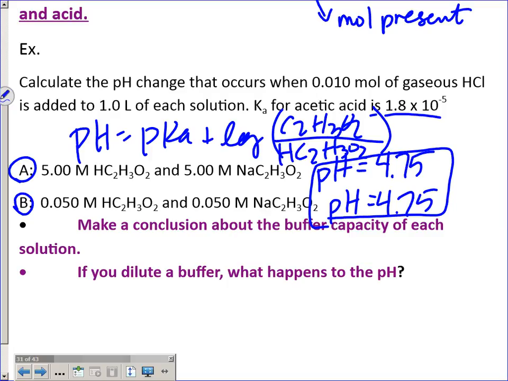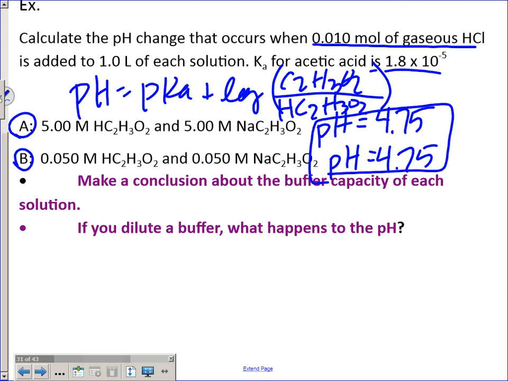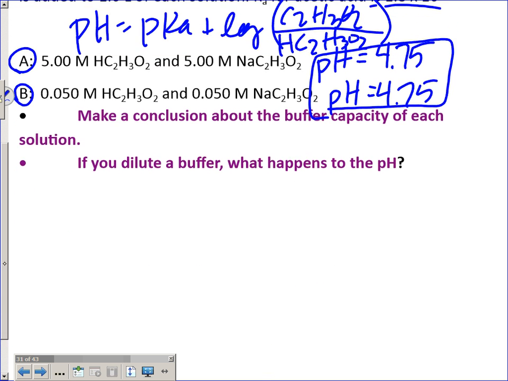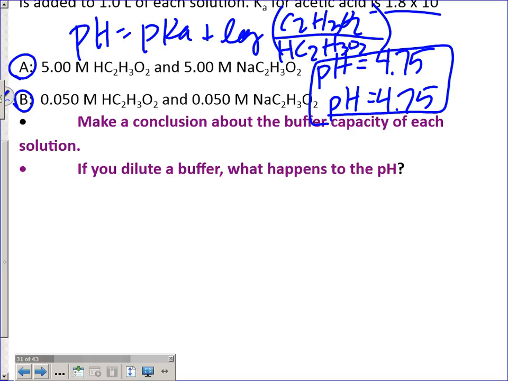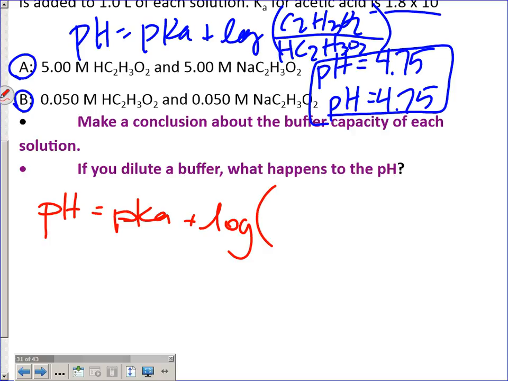So what pH change occurs when I add 0.01 moles of this acid? We'll try this. How would that change my setup here with my Henderson-Hasselbalch? I would have pH equals pKa plus the log of condition 1. What's my molarity of my conjugate base for that A up there?